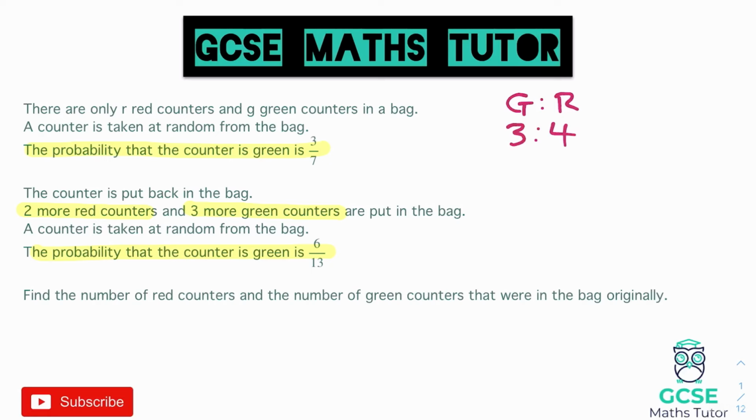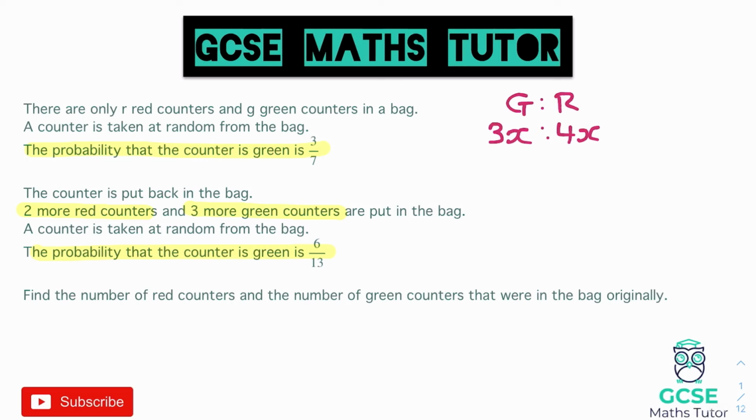Now, instead of writing 3:4, we can write that in terms of algebra. We can say 3x and 4x. Obviously, it's not necessarily going to be 3 green counters and 4 red counters, but we have some multiple of 3 and 4 in that ratio. So instead of writing 3:4, let's write 3x to 4x. There we go, and that's our ratio sorted for that first statement.